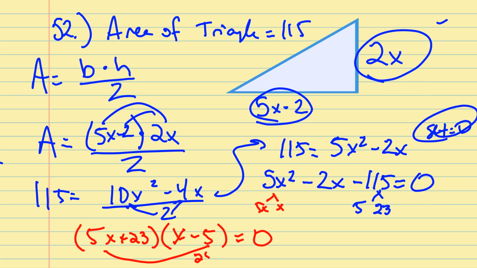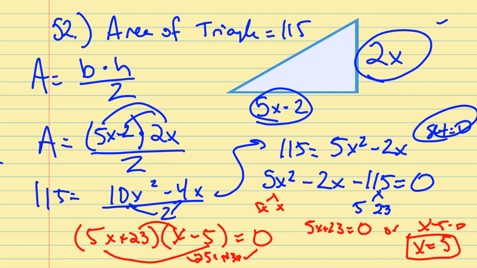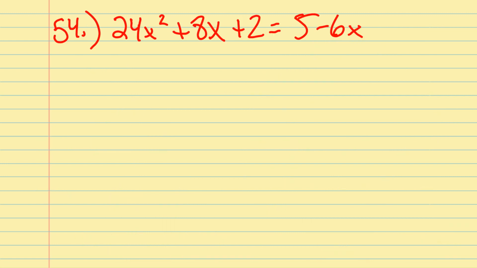The outside is 25x negative. The inside is 23x positive. That gives me what I want. So my answers are 5x plus 23 equals 0, or x minus 5 equals 0. So x equals 5 is a good answer. As soon as I subtract 23 here, I know I cannot have a negative length, so although mathematically it's correct, it's impossible, so 5 is my only answer.